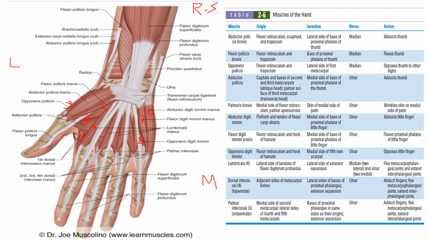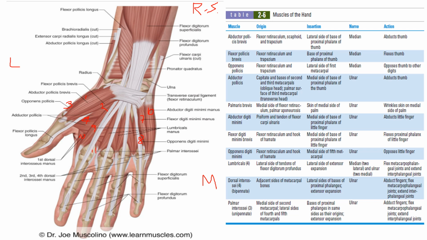The opponens pollicis is a muscle distal and lateral to the other two. The opponens pollicis has its origin also from the flexor retinaculum and the trapezium, just like the first two muscles, and it inserts into the lateral side of the first metacarpal. Also innervated by the median nerve, the opponens pollicis opposes the thumb to the other digits, such as when we make an OK sign.